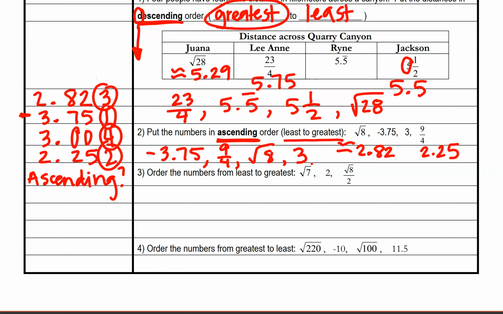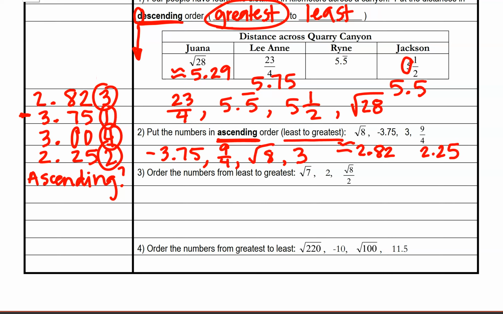All right, so I do want you to try the next two. Please try the next two. Pause the video, try number 3, and try number 4. Guys, make sure that you are pausing in order to practice. This is the only way that you will get to practice and see if you are understanding how to do this.